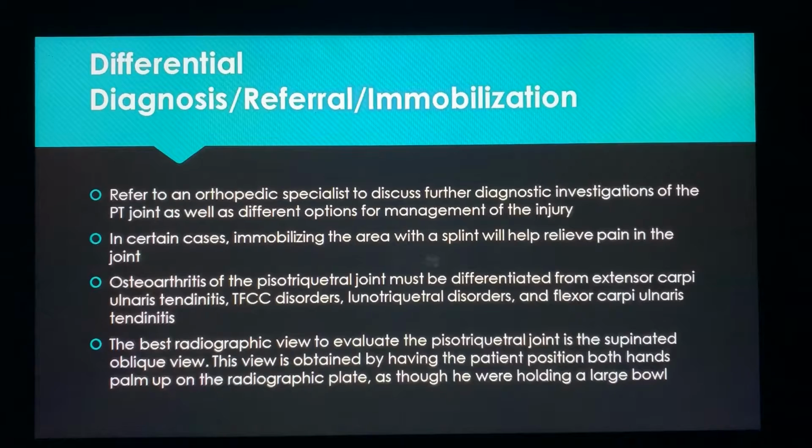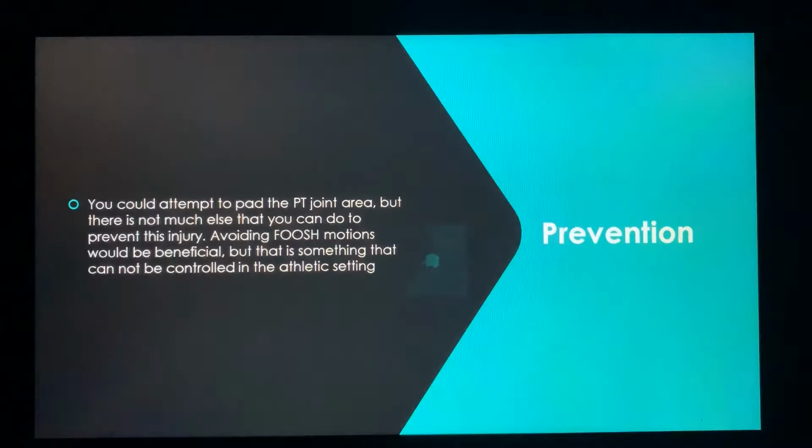Osteoarthritis of the pisotriquetral joint must be differentiated from extensor carpi ulnaris tendinitis, TFCC disorders, lunotriquetral disorders, and flexor carpi ulnaris tendinitis. The best radiographic view to evaluate the PT joint is a supinated oblique view. This view is obtained by having the patient position both hands palm up on the radiographic plate as though he were holding a large bowl.